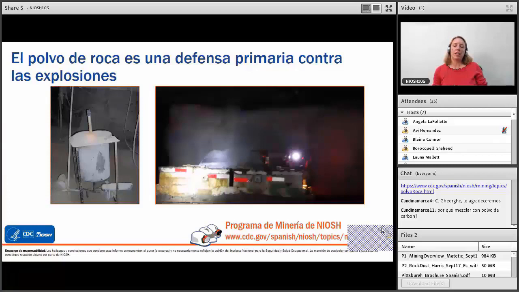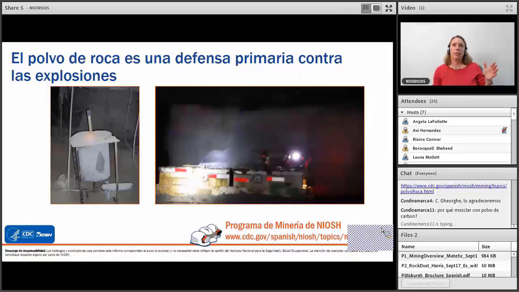You have to have rock dust in the proper proportion to coal dust. If you don't have enough rock dust, the coal dust could still propagate. So it's not necessarily that we're mixing the coal dust with the rock dust or the rock dust with the coal dust.